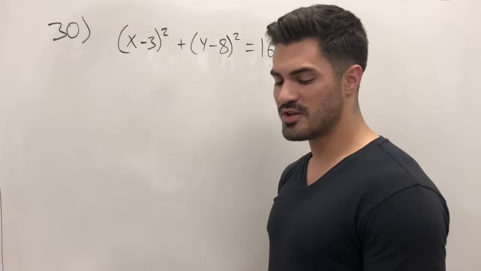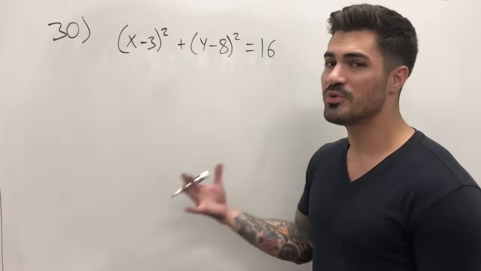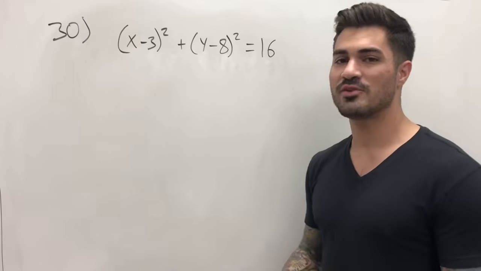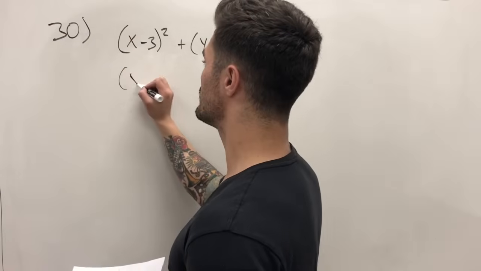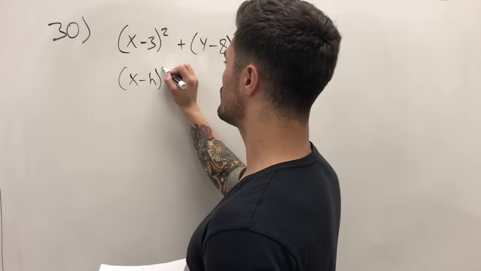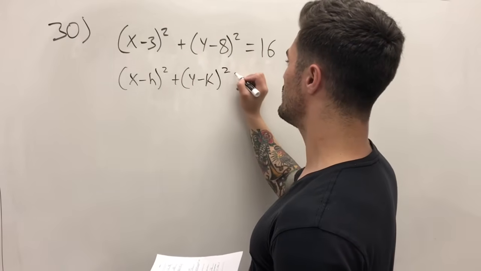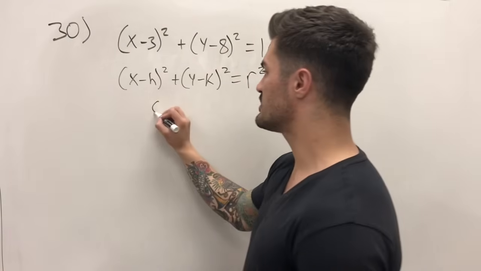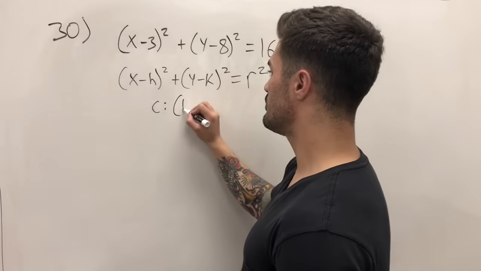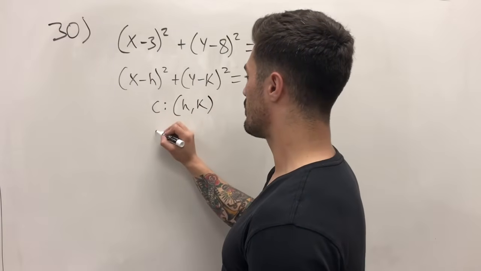All right, so now we are asked to determine the center and radius of the circle. This is actually pretty straightforward. You don't have to do any calculations if you know the general formula for a circle. The general formula is x minus h squared plus y minus k squared equals r squared. So h, k is my center. The center is the point h comma k, and my radius is r.